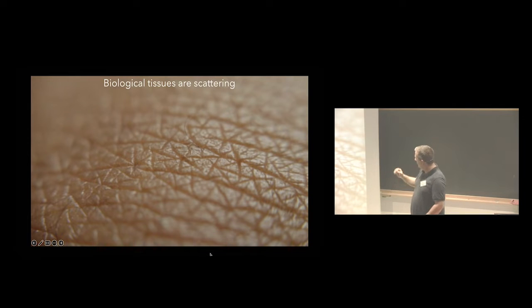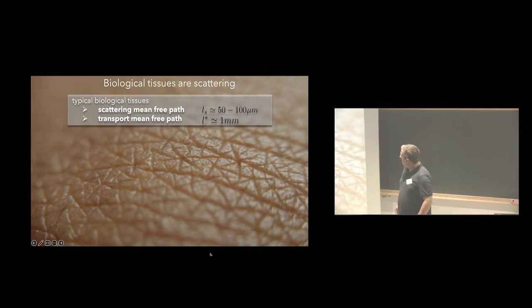This is a zoom on the skin, and you can define a typical scattering mean-free path, about 50 to 100 micron in the visible and near infrared. That's how deep you can go before being scattered. And of course, there is some anisotropy. The light is scattered mostly forward, and you need of the order of 1 millimeter to be fully scattered.